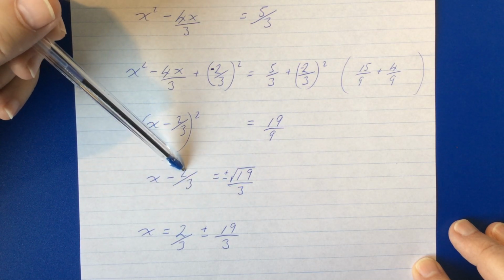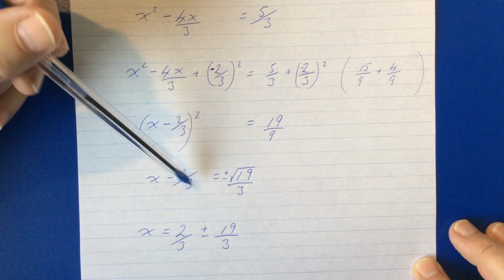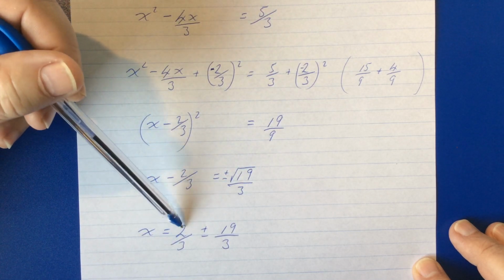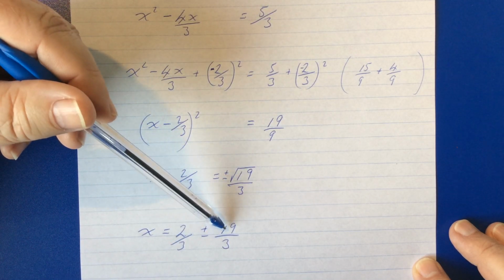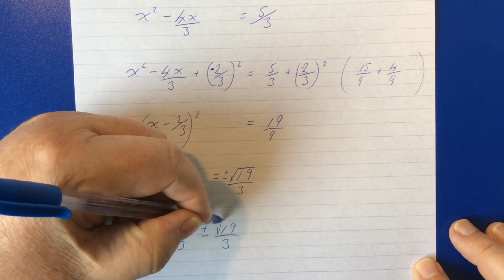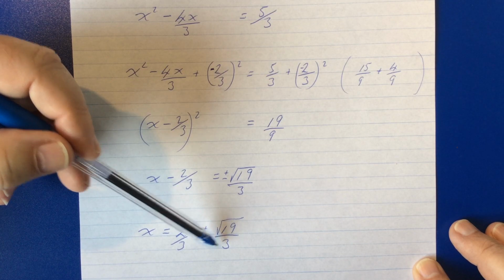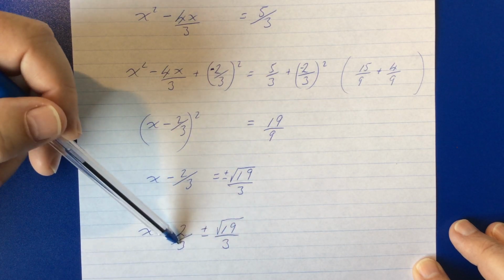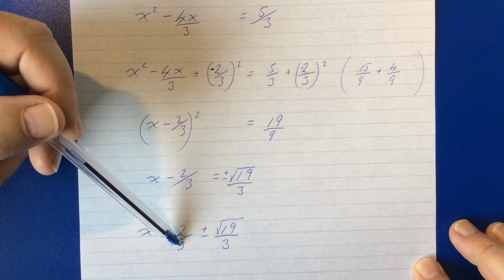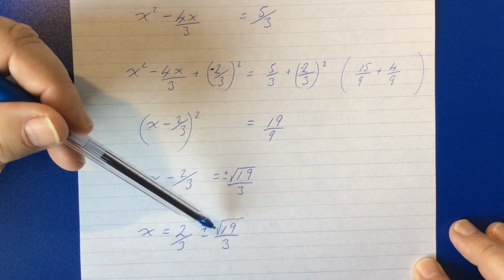We add 2/3 to each side of the equation, and we get x equals 2/3 plus or minus the square root of 19 over 3. And it's a good sign that our denominators are the same. That's a very good sign. Okay, so x is equal to this.